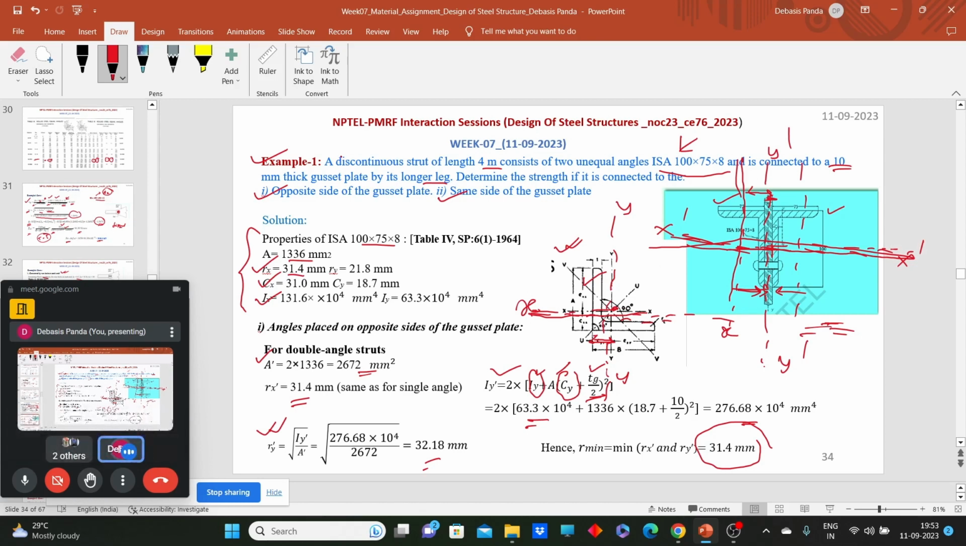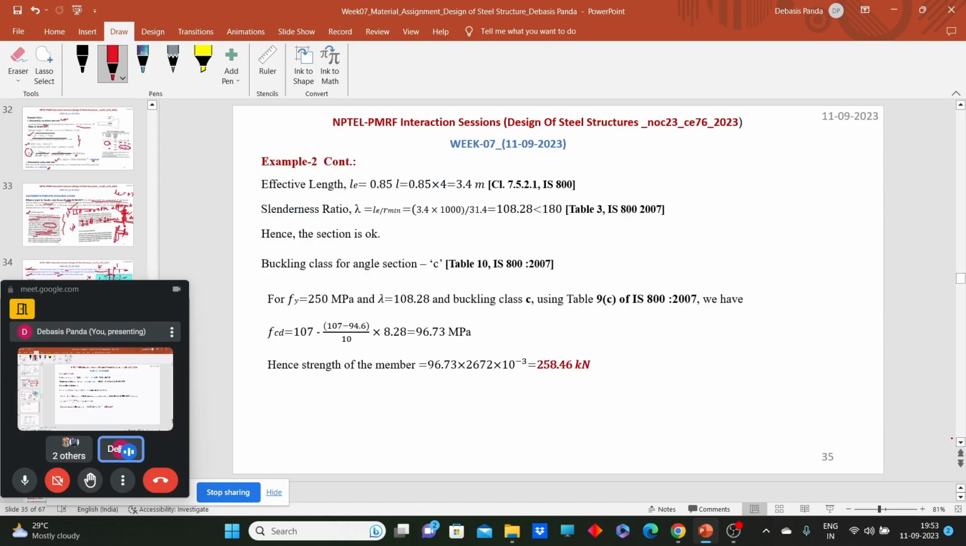What we have just done is shift the axes for this composite section, and we have found the minimum radius of gyration. Now that we have it, we calculate the effective length. The angles are on opposite sides of the gusset plate: this is your gusset plate and the angles are placed on the opposite sides, here and here. For this case, the effective length is 0.85 L, which comes as 3.4 meter.